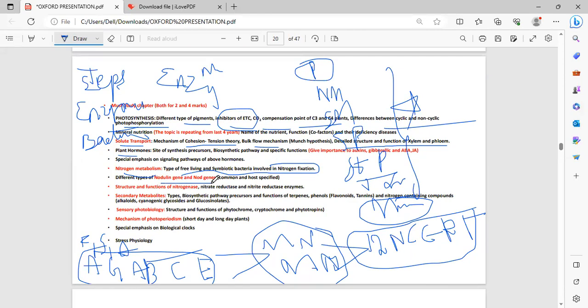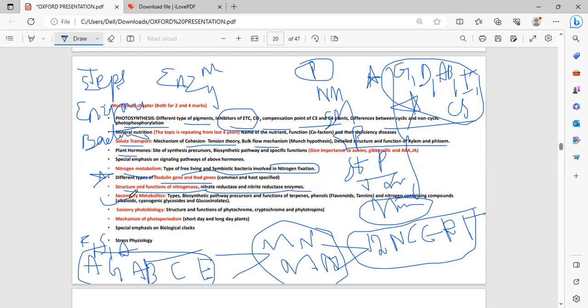Different types of genes also we have to study. This is a very important one. Whatever chapter you take, compulsorily we have to study what are the genes, drugs, antibiotics, inhibitors, signaling pathways. Compulsorily we have to focus on this. Coming to the structure and also function of enzymes, that is nitrogenase, nitrate reductase, and nitrite reductase enzymes.